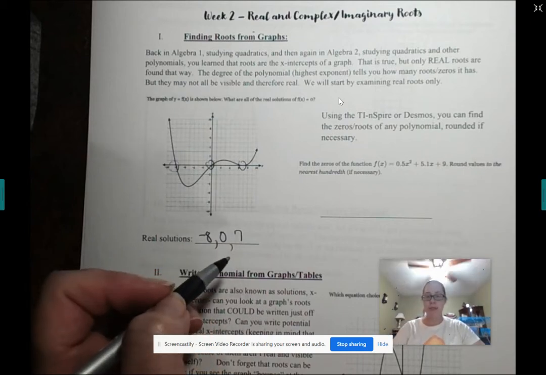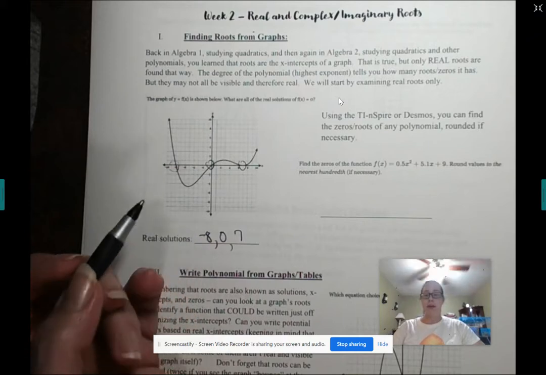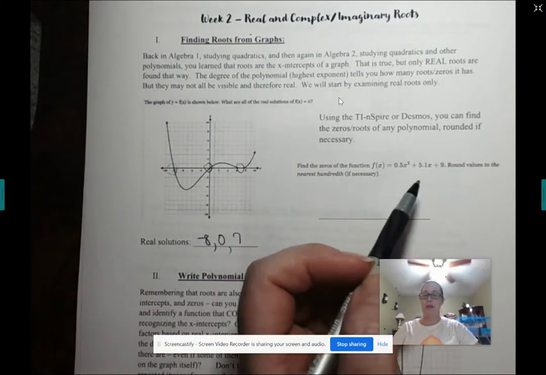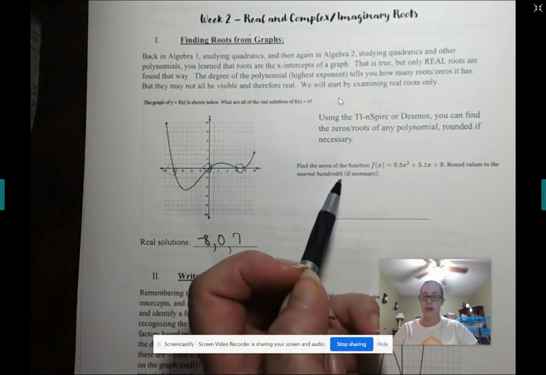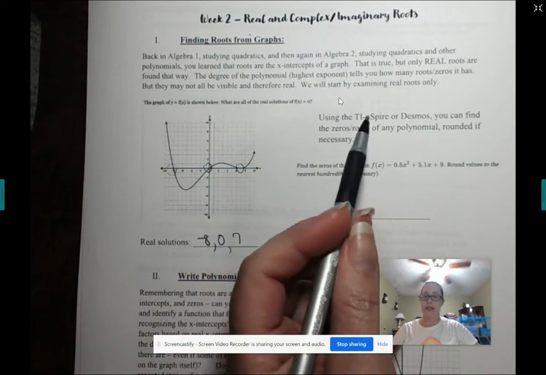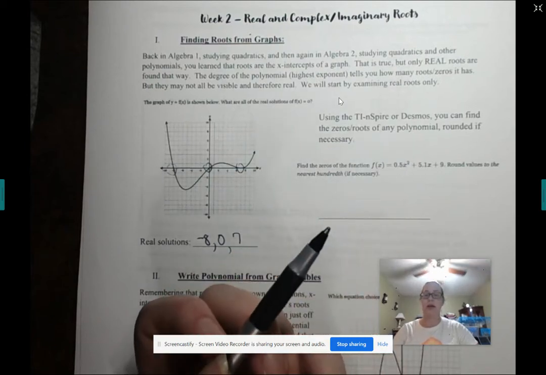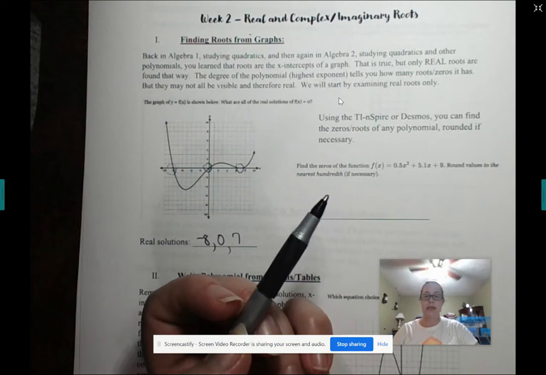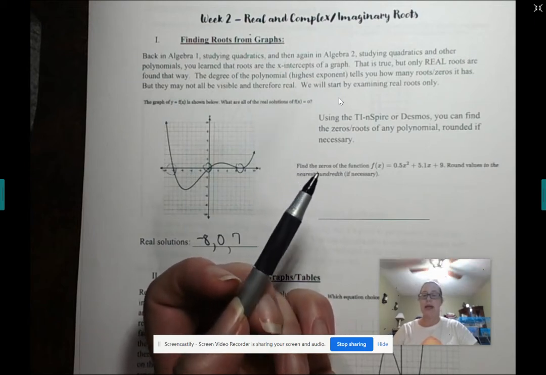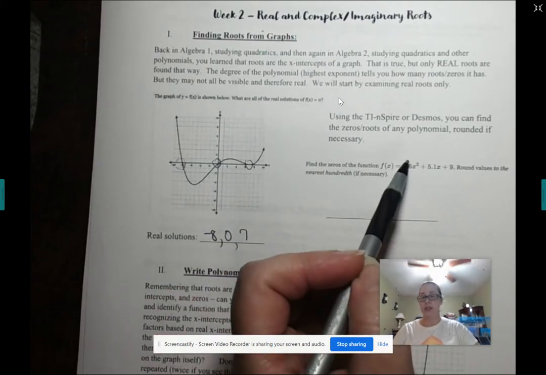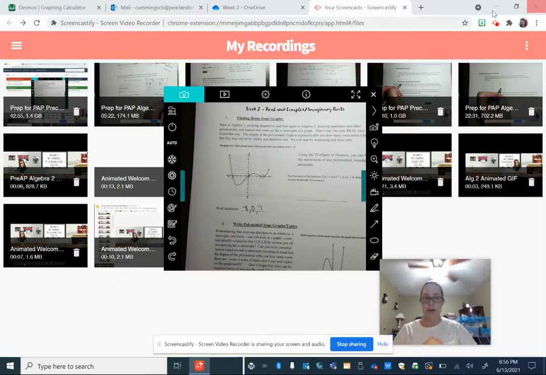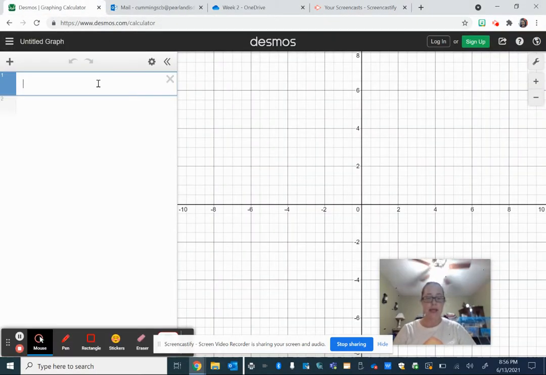Okay, another thing you might be asked to do is to be given an equation, and they may ask you to round values of the zeros to the nearest hundredth. So if they're letting you round, then that means you can use a calculator. You could use the Inspire or you could use the Desmos calculator, and you're going to find approximate zeros, places where it crosses the x-axis, and we're expecting that they would be decimals, especially because we see decimals in the polynomial.